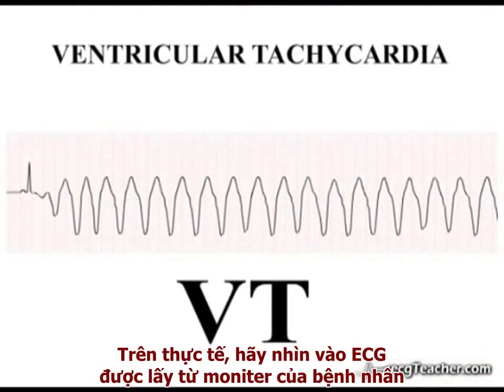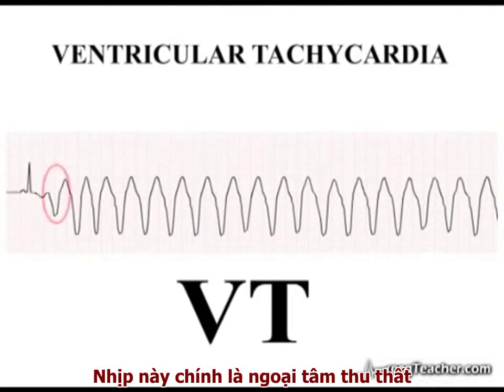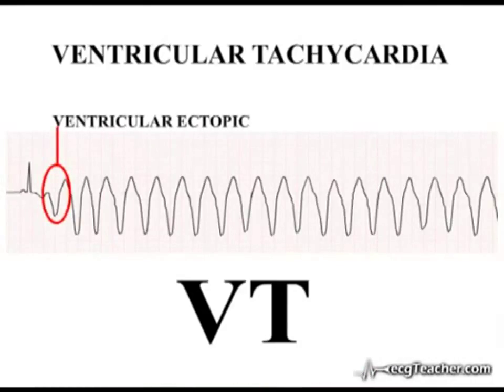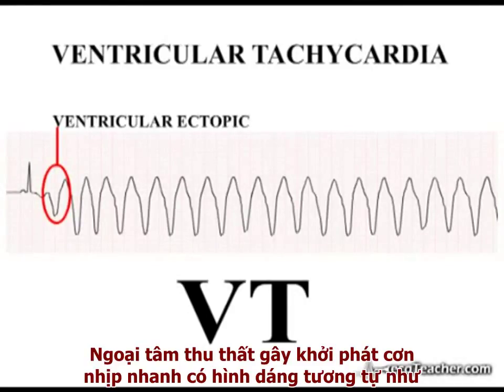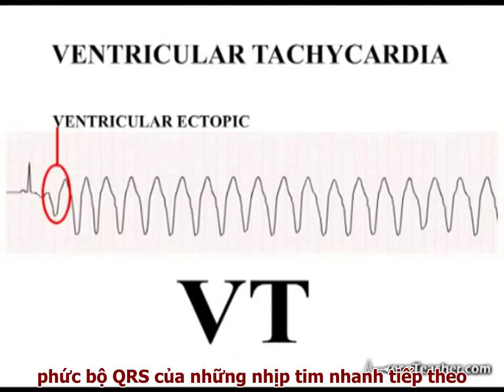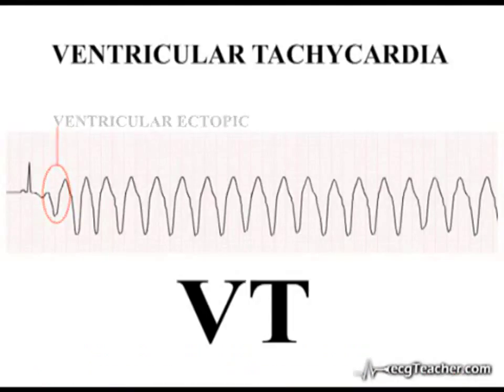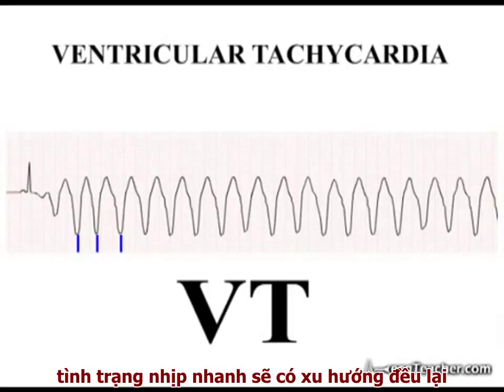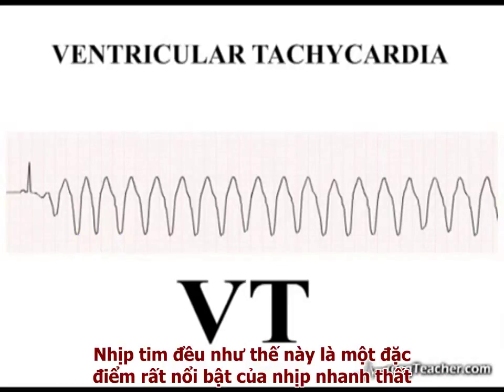In fact, looking back at our patient's monitor, this beat represents the initiating ventricular ectopic. You'll notice that the triggering ventricular ectopic is similar in morphology to the QRS complexes of the subsequent tachyarrhythmia. You will also appreciate that following an initial brief period of irregularity, the tachyarrhythmia is monotonously regular. This regularity is a very characteristic feature of ventricular tachycardia.